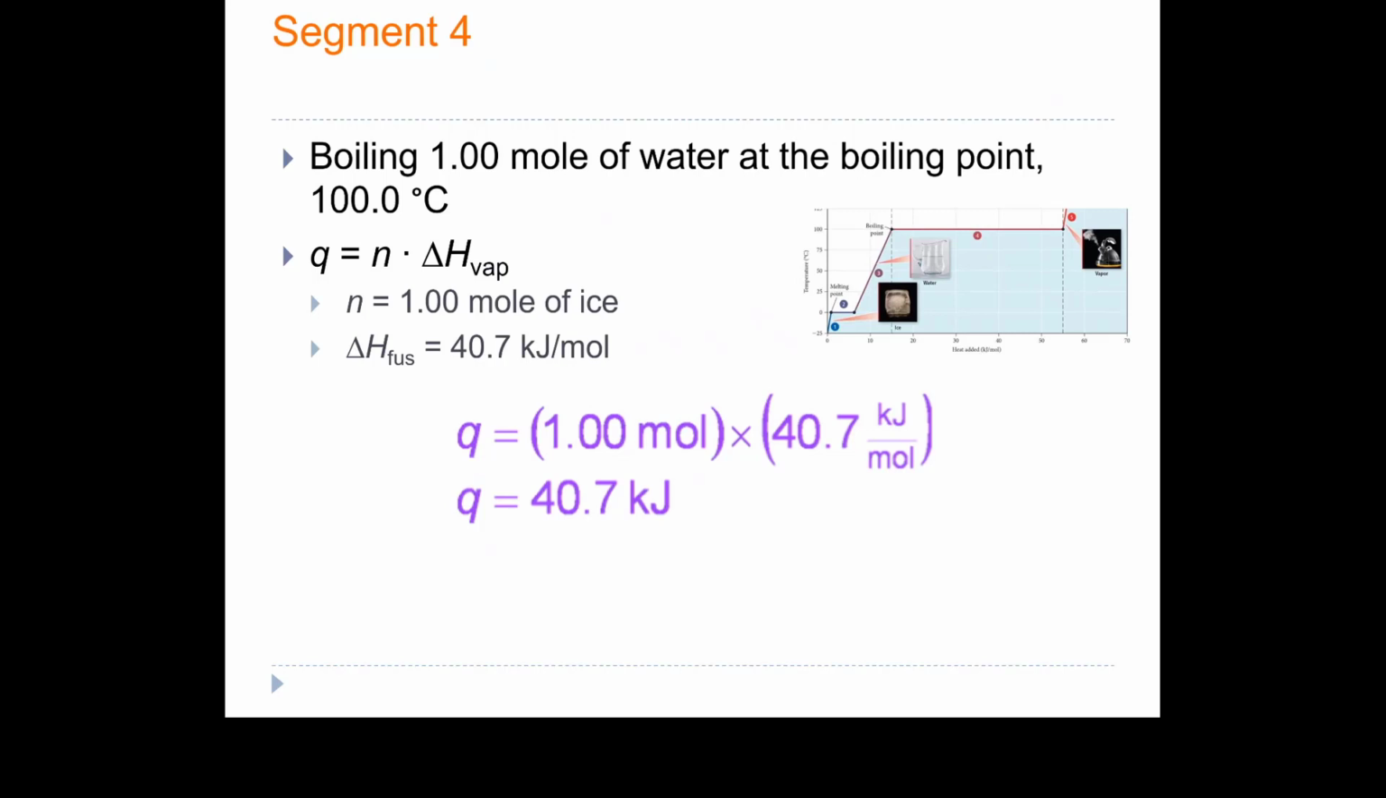And we're working with 1 mole of water, so this is a pretty straightforward calculation. 40.7 kilojoules per mole times 1 mole gives us a heat requirement of 40.7 kilojoules in order to convert this 1 mole of liquid water into steam.